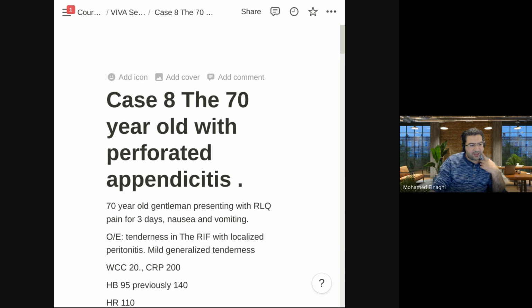It's basically a generic general surgery case. So you have this 70-year-old gentleman who has been admitted under your care with right lower quadrant pain for 3 days, nausea and vomiting, a classical history of appendicitis. So how are you going to approach the patient first?